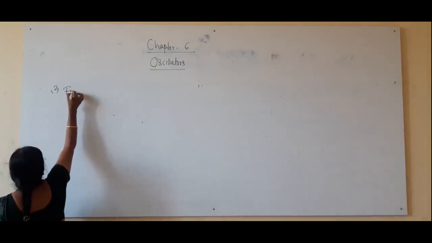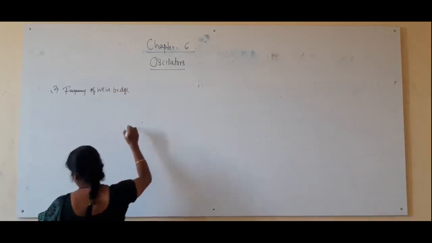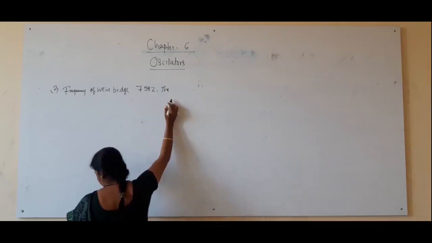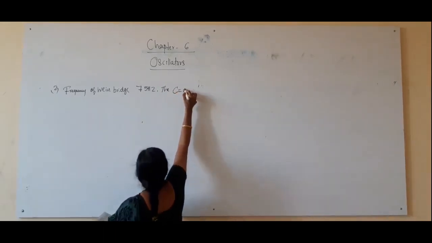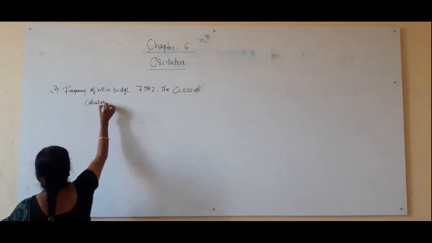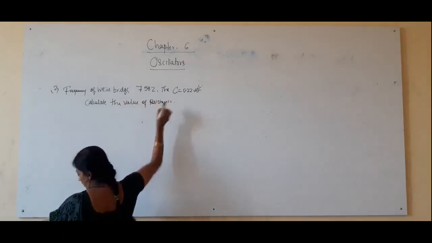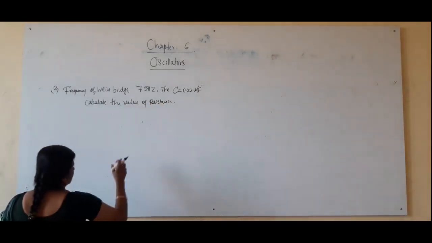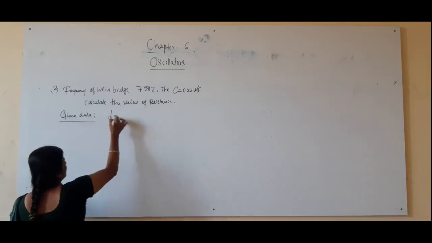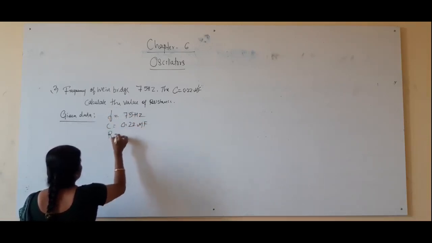Now let us solve the second problem, in which the frequency of the Wien bridge oscillator is 75 hertz, and the capacitance value is C equal to 0.22 microfarad. Calculate the value of resistance. First write down the given data in this problem. They have given the frequency of oscillation as 75 hertz and capacitance equal to 0.22 microfarad, and they have asked to find the resistance.